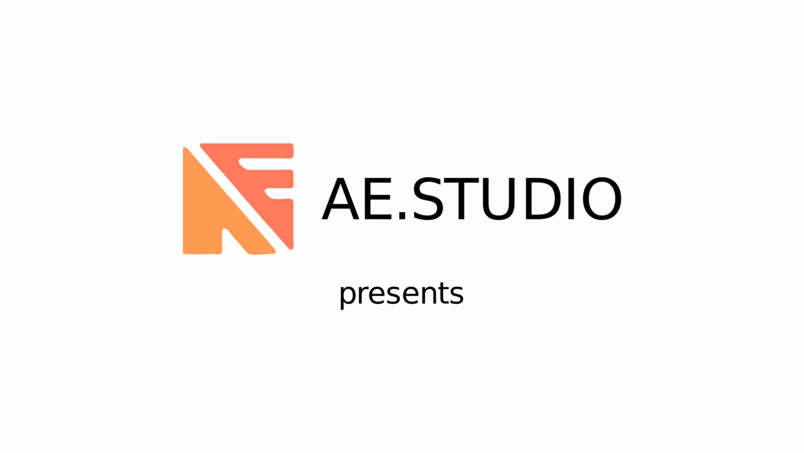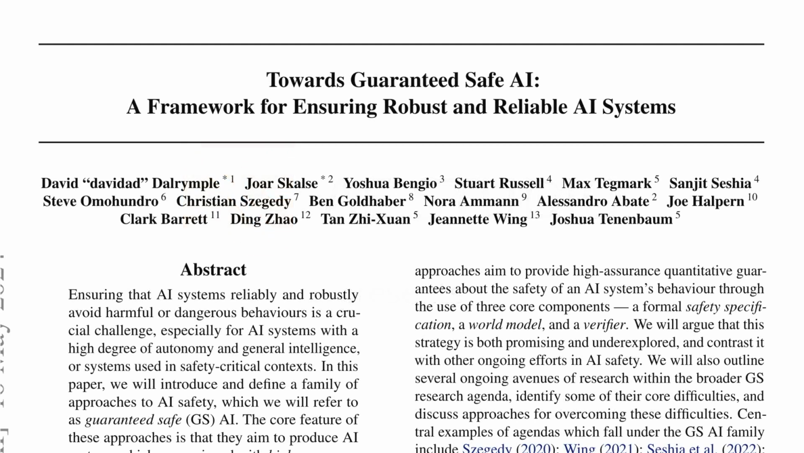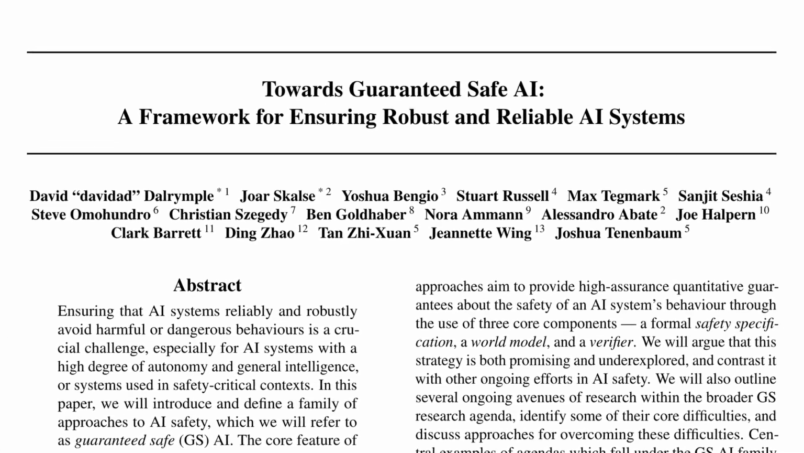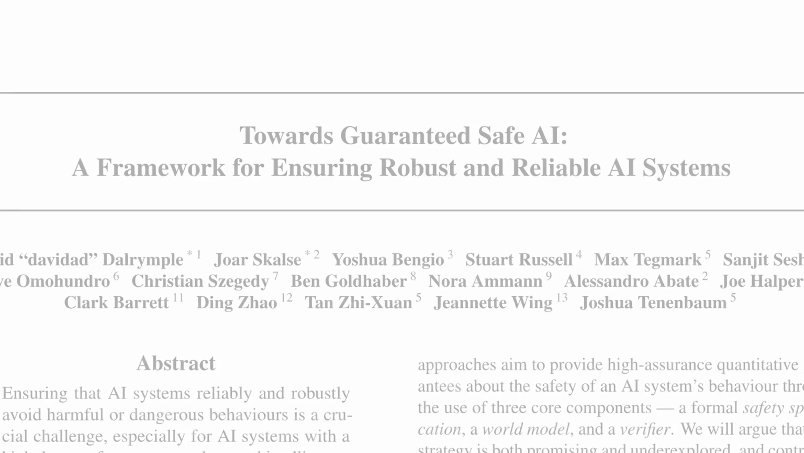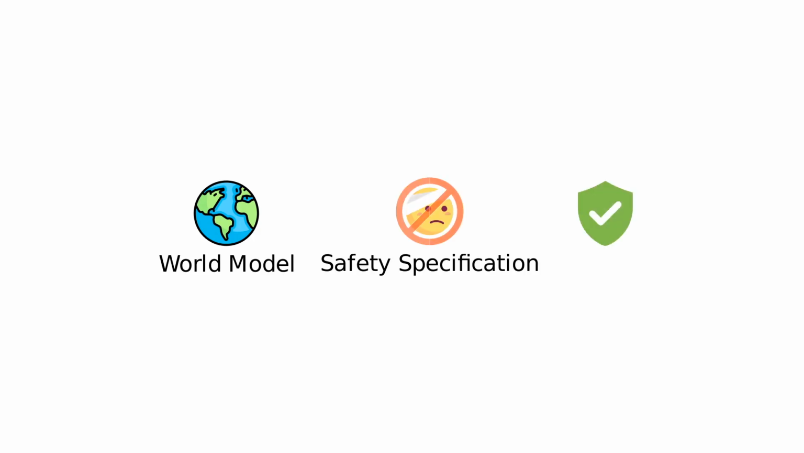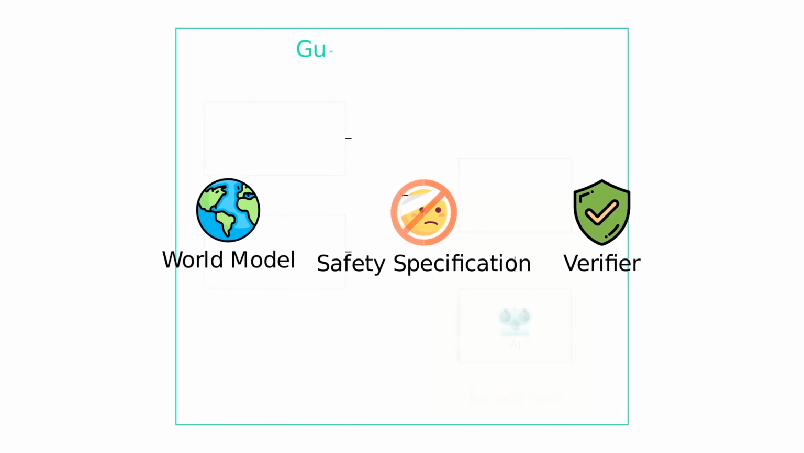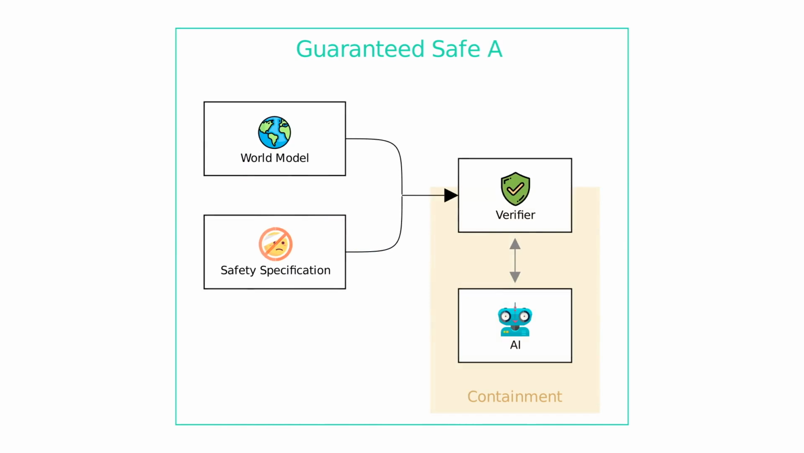In this video, we'll present the main concepts from the paper Towards Guaranteed Safe AI, a framework for ensuring robust and reliable AI systems. The framework introduced in the paper consists of three components: a world model, a safety specification, and a verifier. These components fit together into the framework the authors called Guaranteed Safe AI.